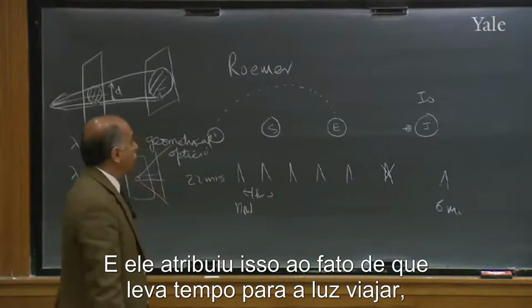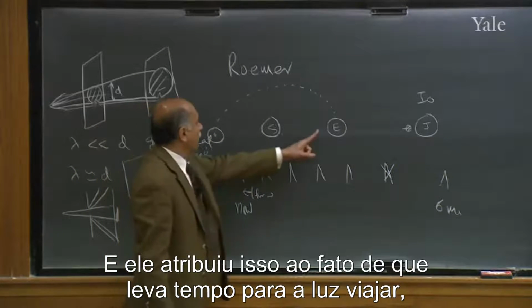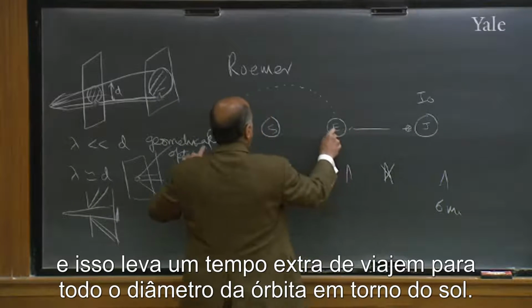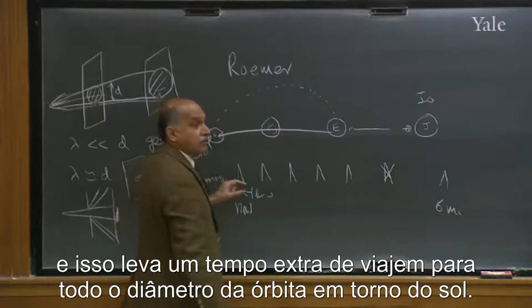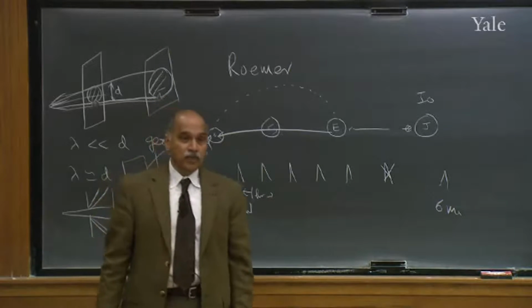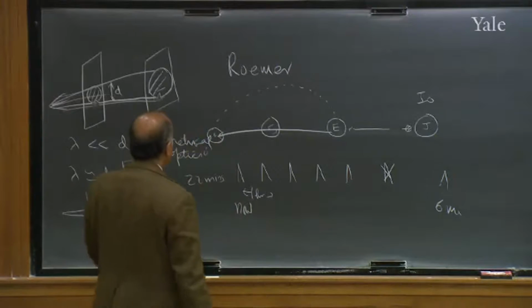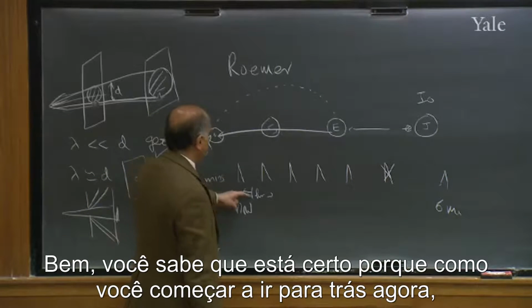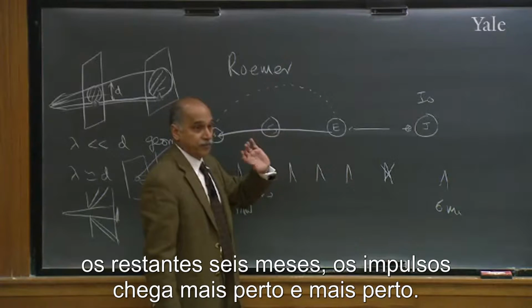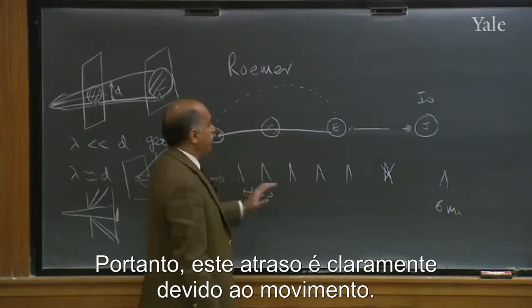And he attributed that to the fact that it takes time for light to travel, and it takes an extra time of traveling the whole diameter of the orbit around the sun, and that's the 22 minutes. And how do you know you are right? Well, you know you're right because as you start going back now, the remaining 6 months, the pulses get closer and closer. So this delay is clearly due to the motion.